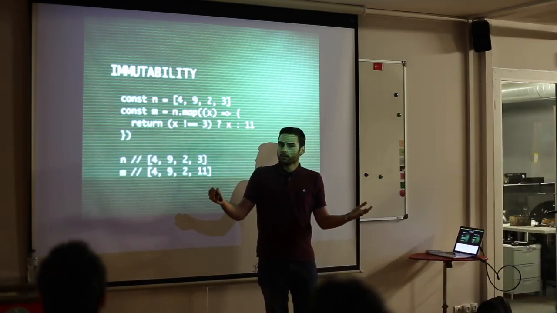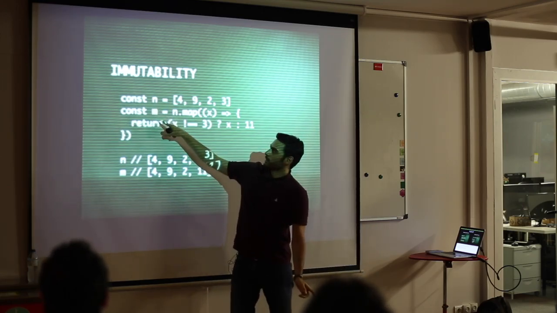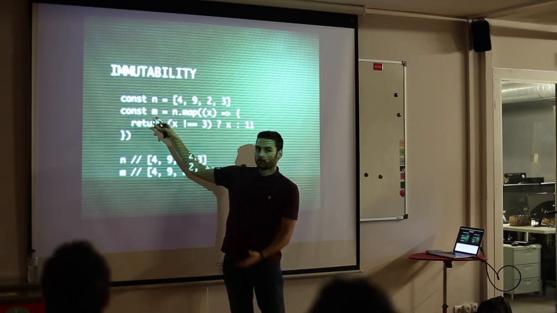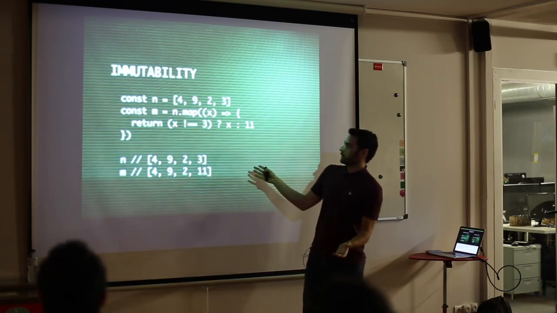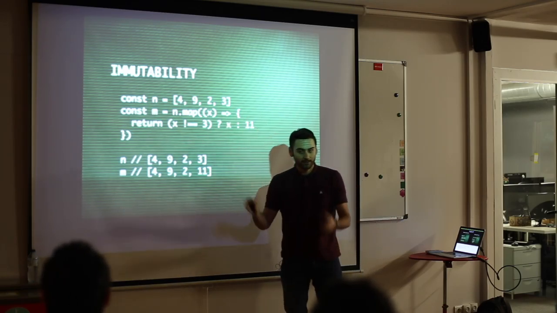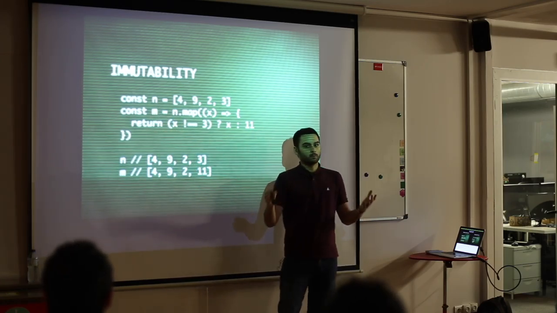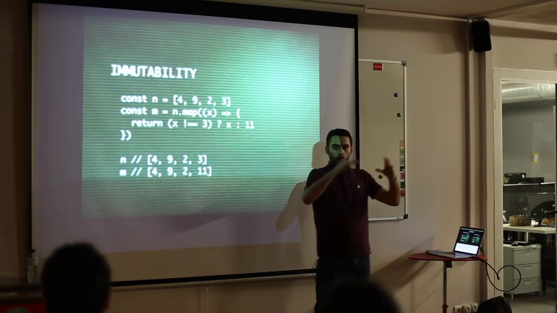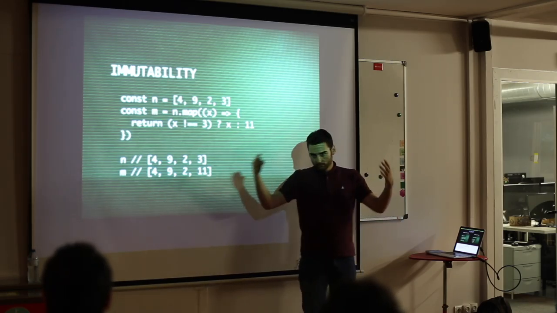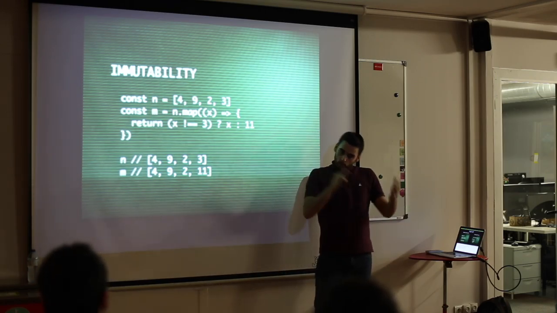So immutability is the other important principle, because I told you about purity, you cannot rely on external sources and so on. So what happens when I want to change state or actually change the value, right? What you do is return a new one. Instead of changing n, in this case, we are constructing a new scalar called m from n, right? It's a stupid example, we are just changing 3 for 11. But the idea is that you're never changing the values. The values are immutable.